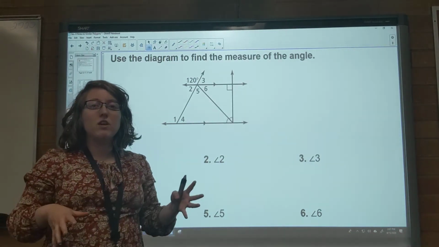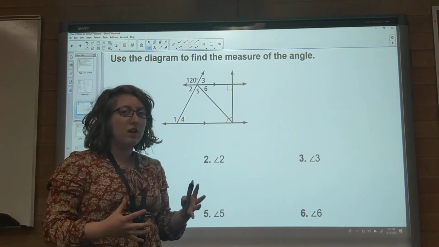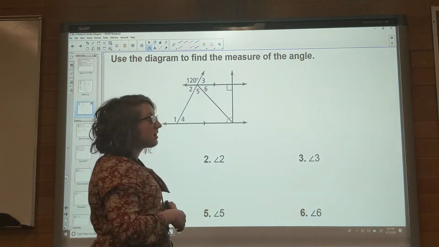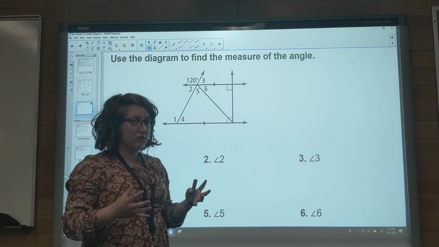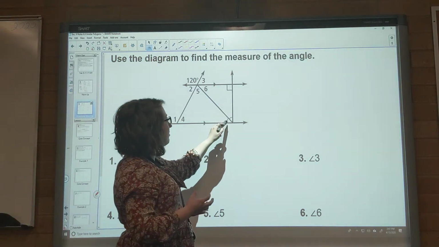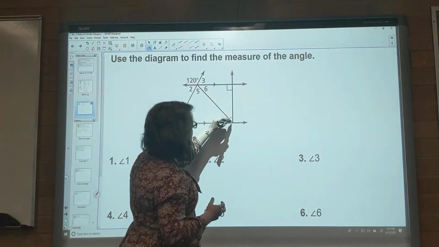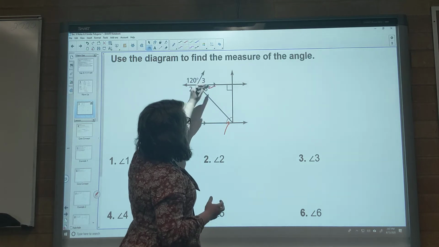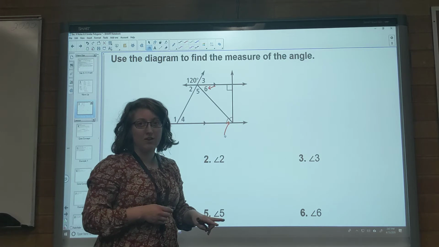This is just a quick review of how we can find angles really quick, especially when we have two parallel lines cut by a transversal, we come up with alternate interior angles. So I'm going to quickly show you which ones are alternate interior. If you look, these two angles are the same because they have the same angle marks, and this angle right here is the same as this one, angle 6, because those are alternate interior angles.